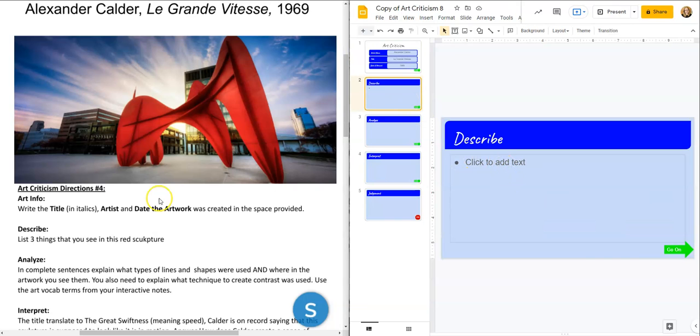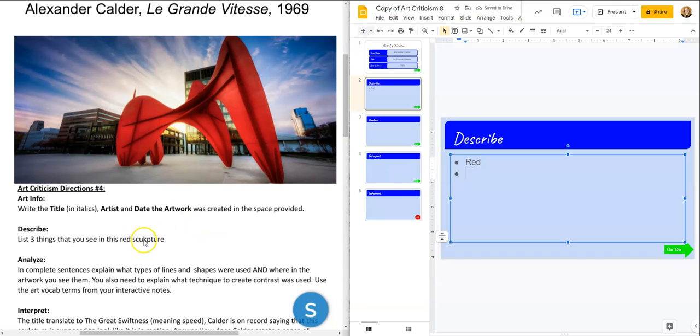Okay, because this is a slightly more simplified and minimalistic artwork, we only have to describe 3 things in our red sculpture. One of the things that we can describe is that it's red. And pretend that this is an L here, not a K. In my defense, they're next to each other on the keyboard, but whatever. So we're just talking about the red sculpture, by the way. You're not talking about the sky behind it or the buildings, just the sculpture is what he made.